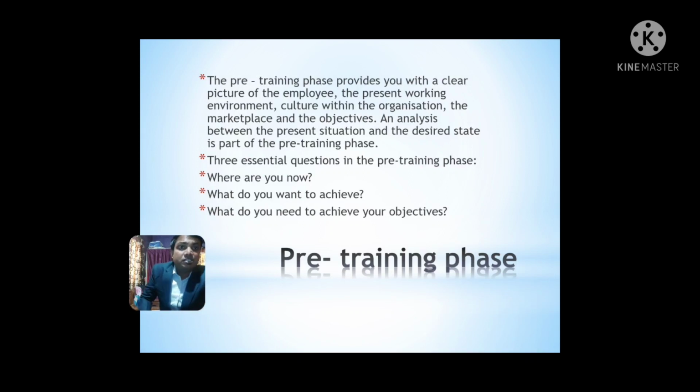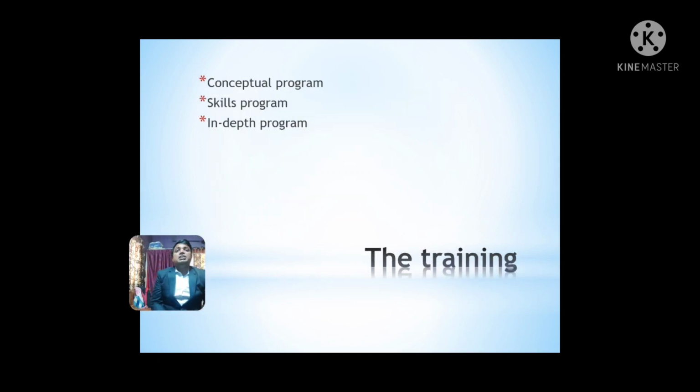Second one is the training phase. In the training phase, we can see there are three programs: conceptual program, skill program, and deep program. All these are types of training, so we are not going into the types of training. We have seen what is training, what is development, and what are the phases of training. The second phase is the actual training, in which there can be classroom training, on-the-job training, or anything that can be part of actual training. This is the actual process where the trainer trains the trainees.